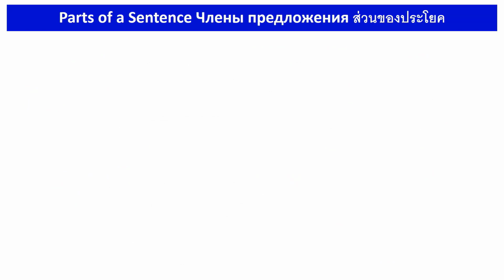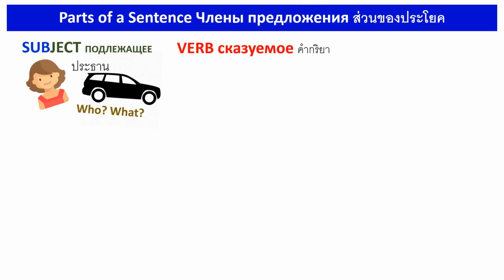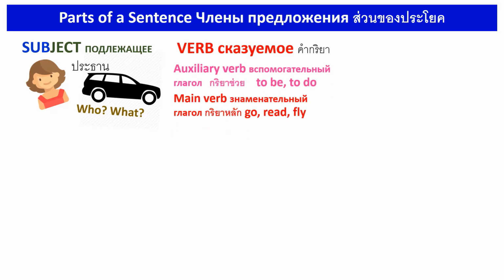Parts of a sentence. Subject. Who? What? Verb. Auxiliary verb. Main verb. Object.